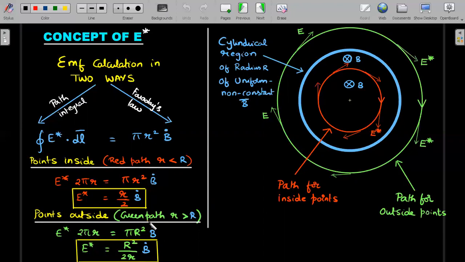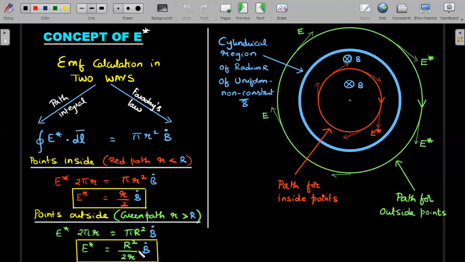For points outside, which is the green path, you go around, the left hand side would still be E star into 2 pi r, but for the right hand side you should be very careful. You cannot write the entire pi small r square this time, because small r is greater than capital R, because magnetic flux would be confined to only this much cylindrical region. So there's a small change here. It should be pi capital R square, and then you would end up getting a decreasing field outside as you walk away from the region.